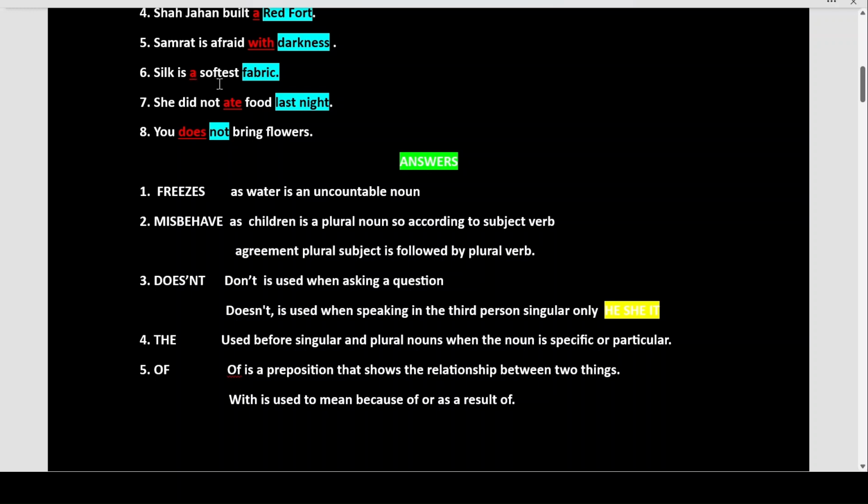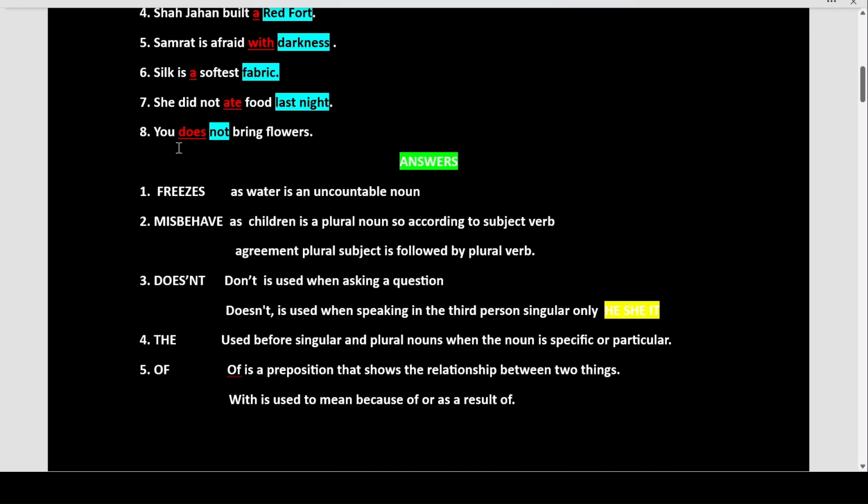Now, silk is a softest fabric. Here also the article a is wrong. It will be silk is the softest fabric because we are talking about a particular fabric, silk. Therefore, we use the definite article the. She did not eat food last night. When you analyze this sentence, last night is talking about something in the past. She did not eat food last night.